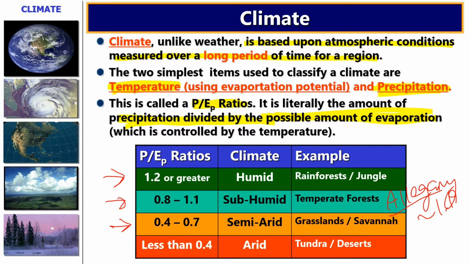Then if you have very little precipitation, or you're just so hot that the amount you have is nothing compared to the amount of evaporation you could have, well then you're 0.4 or less. You are arid, and these would be tundras or deserts. A reminder, the driest place on our planet, the most deserty desert, isn't actually somewhere hot. The most deserty desert is actually the Arctic and Antarctic. It's just so cold. There's no evaporation and thus no precipitation.